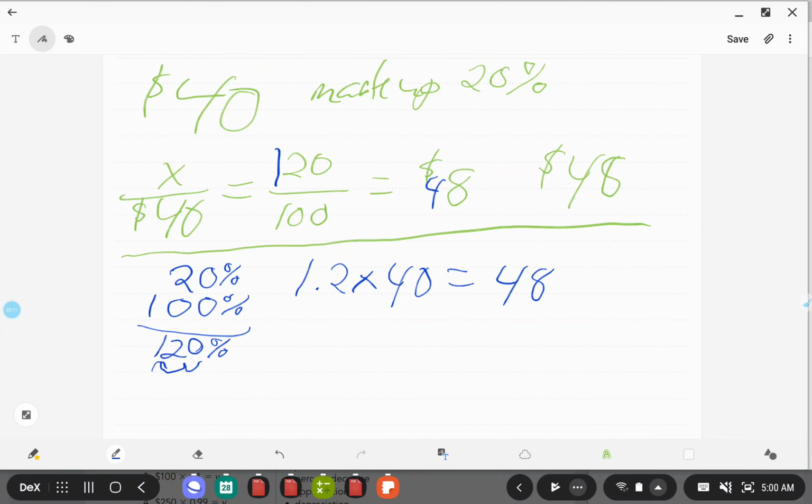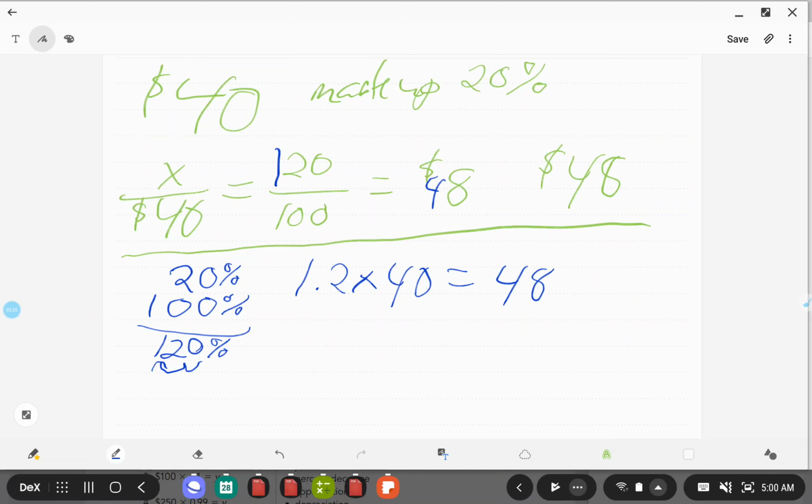Remember, there's always more than one way to solve these problems. So if one way doesn't work for you, try a different way. Or if you're not sure if you did your math right, try a different way, because both your answers should match, right? So this is what we worked on before when we were talking about markup and price drops and things like that. Now we're talking about percent increase and percent decrease.